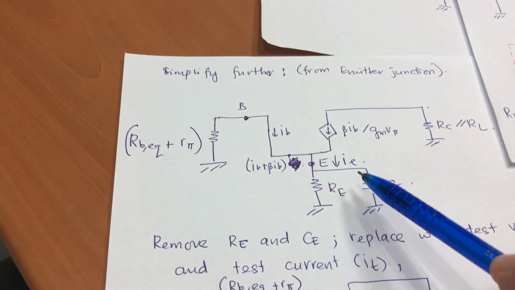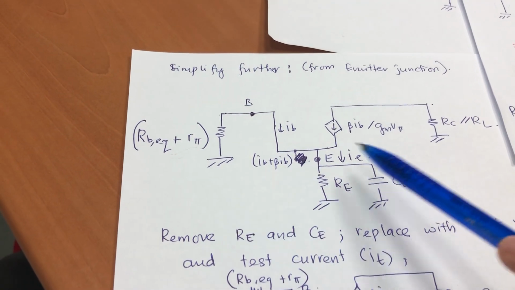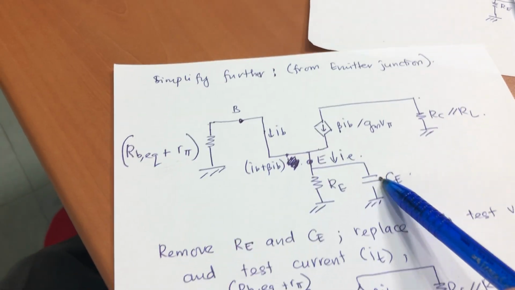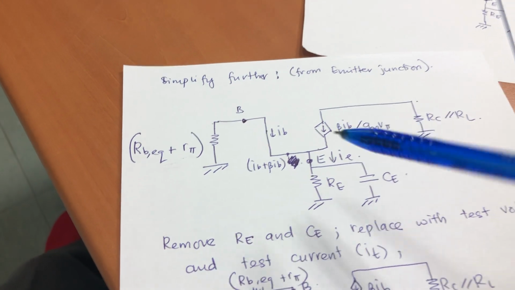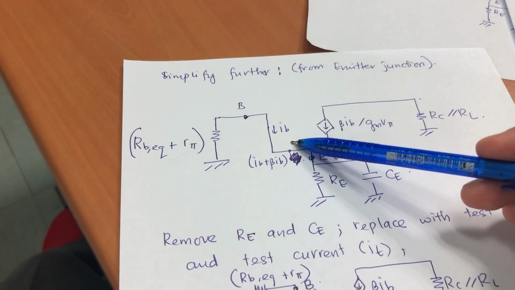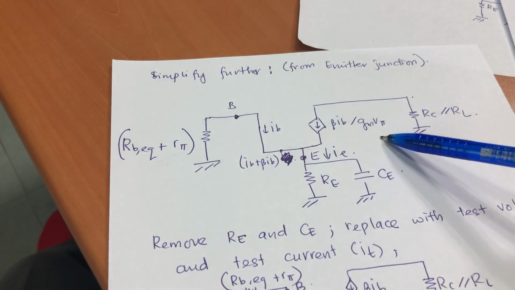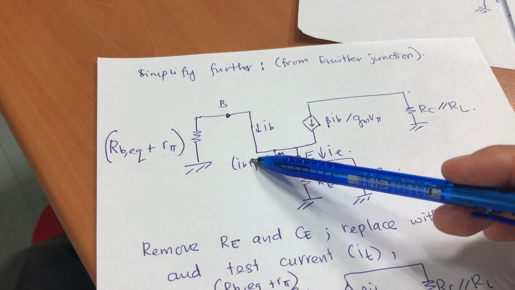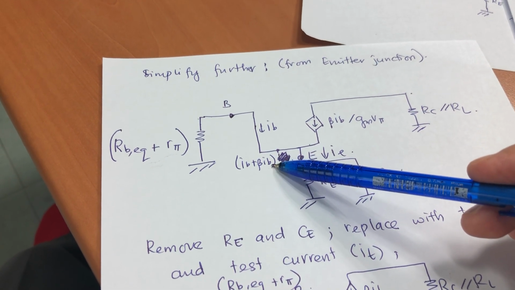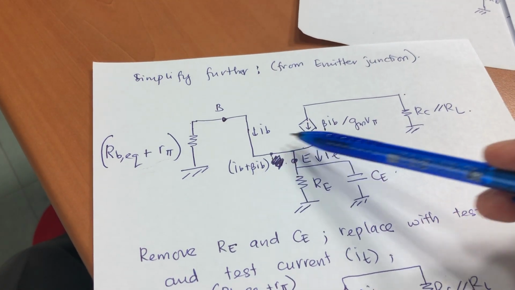Now I have this: RC, which is parallel to RL, then I have RE and CE. Remember that the current flowing at this junction is IB, the current flowing is gm v pi or beta IB, and IE, which equals IB plus beta IB. So please take note of the current flow.